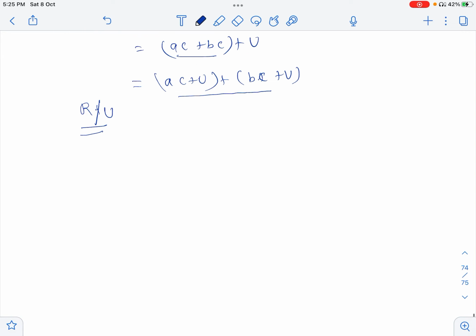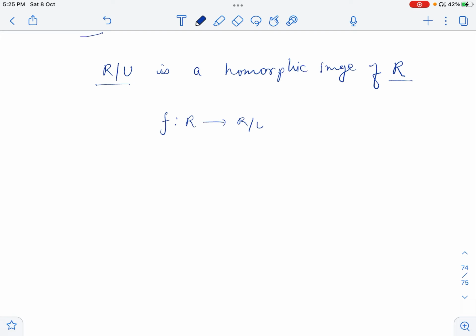Now we need to prove the next part of the question, which says that R mod U is a homomorphic image of R. So how to prove that R mod U is a homomorphic image of R, for which we need to define a function from R to R mod U, and need to show that this is an image of R and F is a homomorphism. So let us prove this. Let us first of all define what is F.